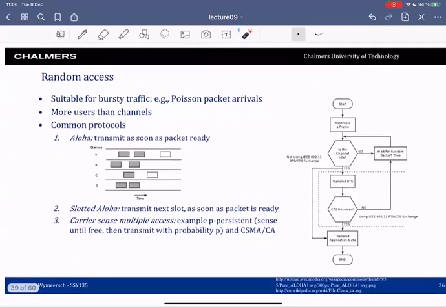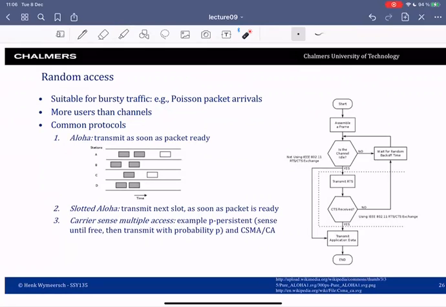So most of the lecture we've been talking about cellular communication, but there are also other communication systems such as Wi-Fi which use random access. So in this case there is no central coordinator, but basically every node is up for themselves. They have to fight to compete for the channel. And this is typically the case where you have many more users than channels. So let's say you only have one channel available but 100 users. How will you then allocate resources?